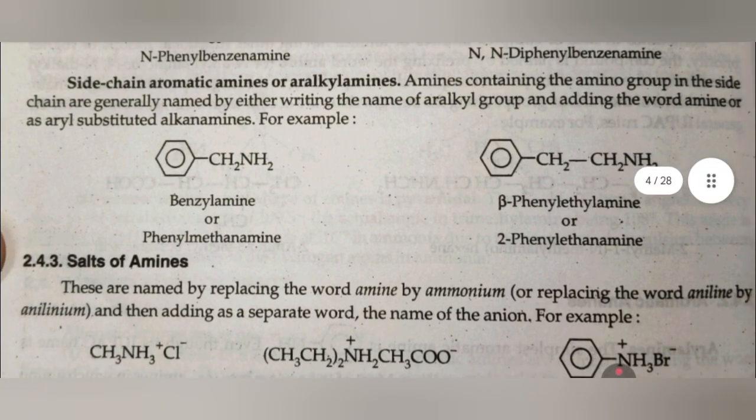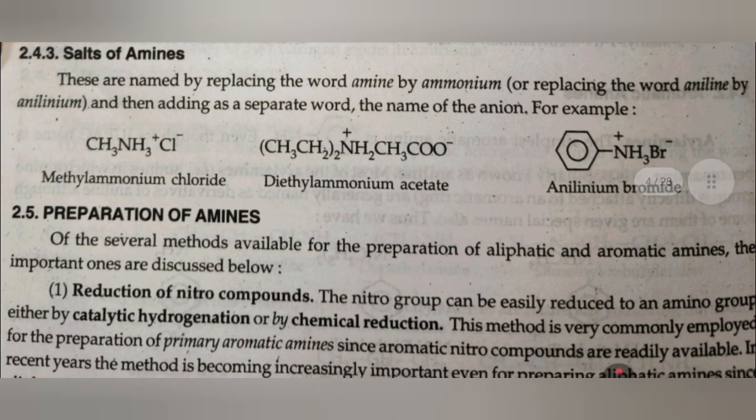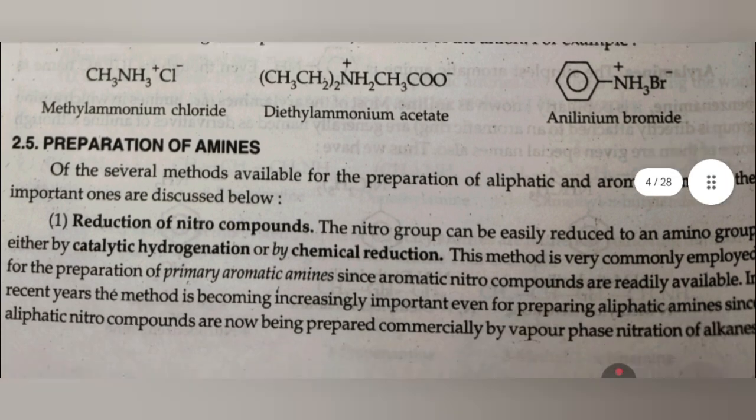Side chain aromatic amines or aralkylamines. Amines containing the amino group in the side chain are generally named by either writing the name of the alkyl group and adding the word amine, or as aryl-substituted alkanamines, for example, benzylamine or phenylmethanamine, beta-phenylethylamine or 2-phenylethanamine. Salts of amines. These are named by replacing the word amine by ammonium and then adding as a separate word the name of the anion, for example, methylammonium chloride, diethylammonium acetate, and so on.